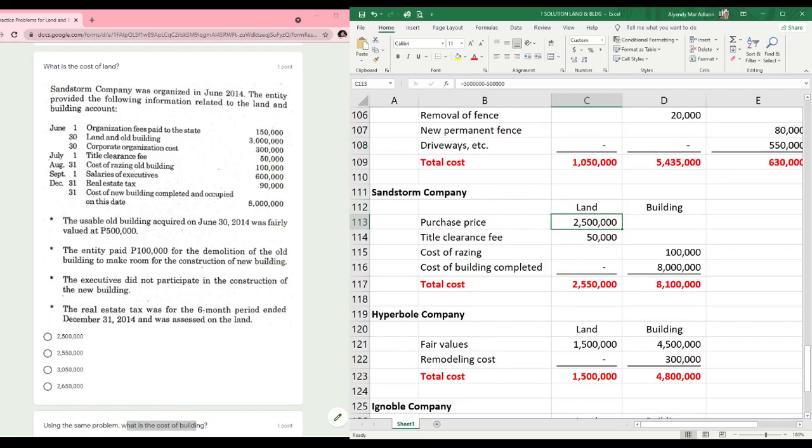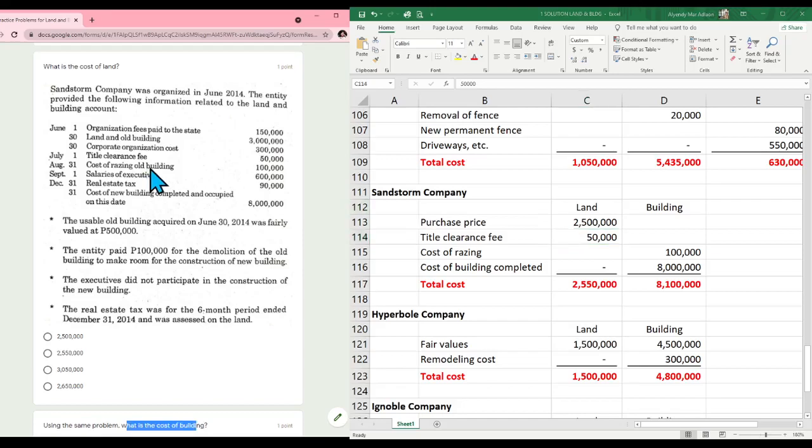Then next, we have corporate organization cost. So again, this is a cost for the organization of the corporation, not related to the purchase of the land, not related to the construction of the building. And so this must be expense outright. Next, title clearance fee, that is relating to the purchase of the land, 50,000.